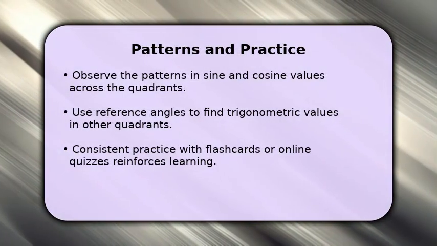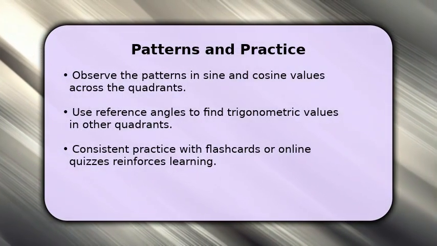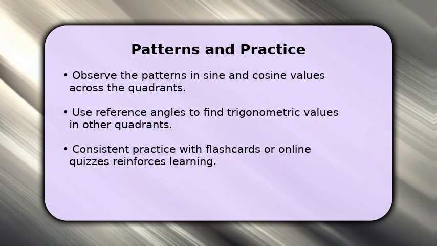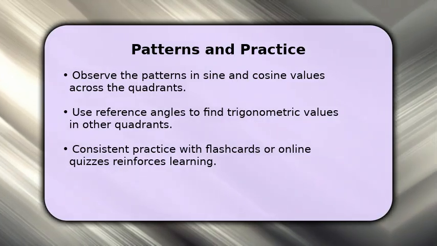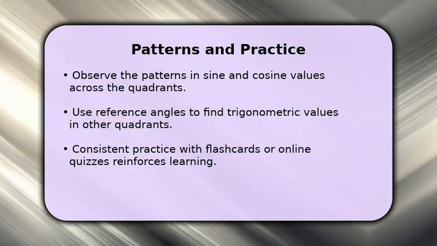Once you understand the first quadrant, you can use symmetry and reference angles to find values in all 4 quadrants. For instance, the sine of 150 degrees is the same as the sine of 30 degrees.